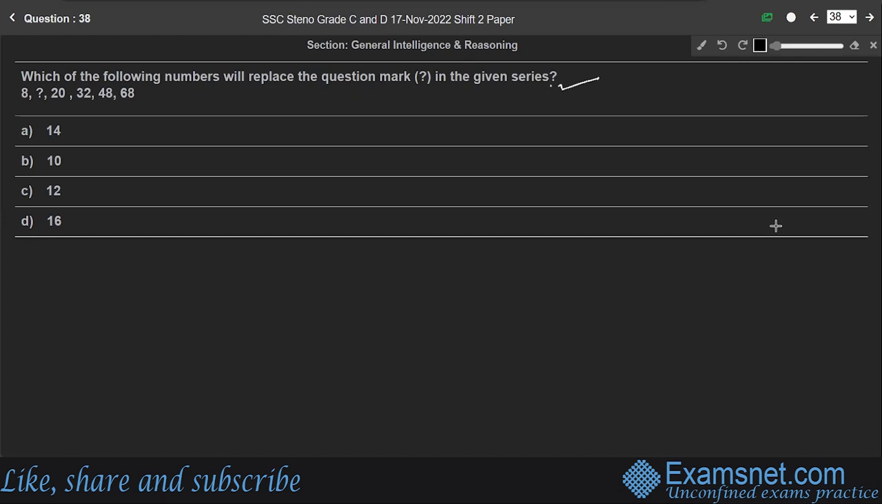Question 38. Which of the following numbers will replace the question mark in the given series, right? So, we have 8 as the first number in the series. We need to find the second one. Third one is 20. Next comes 32. Next is 48. Next is 68, right?